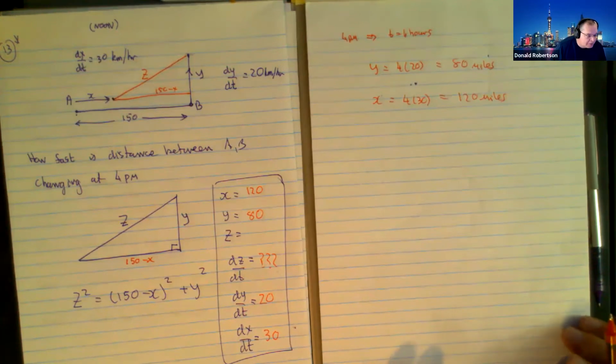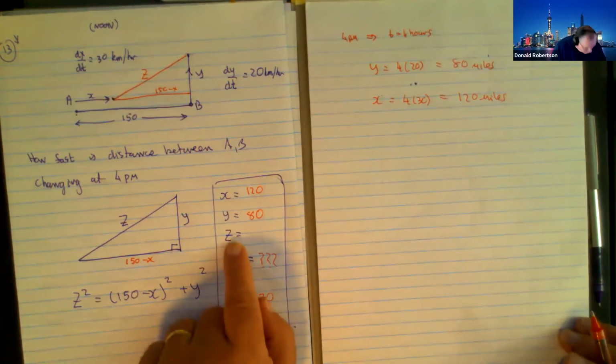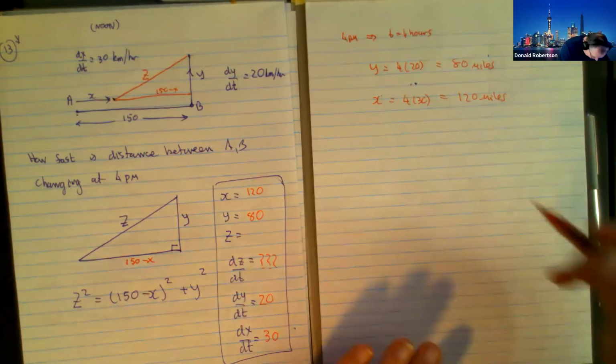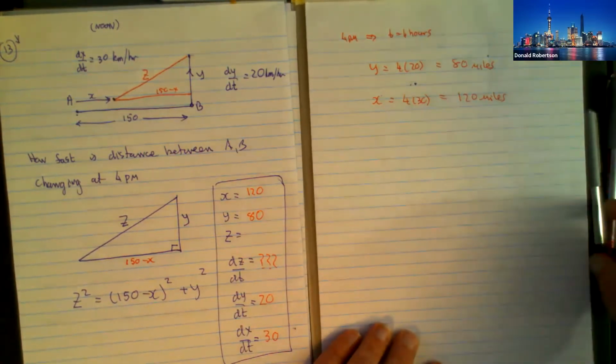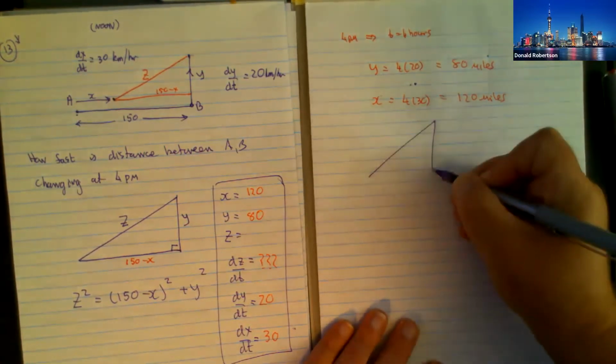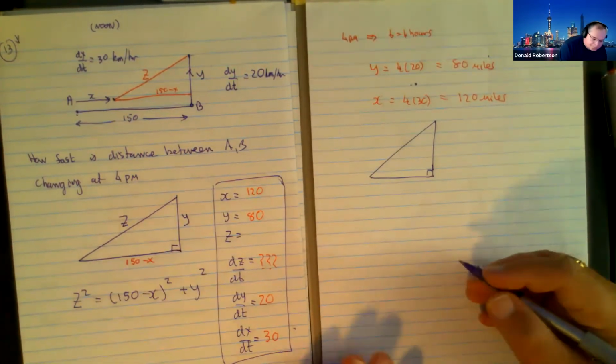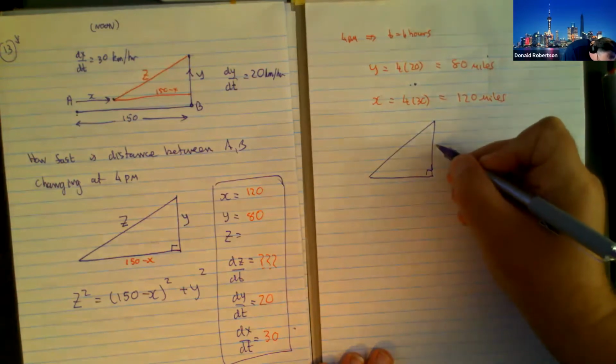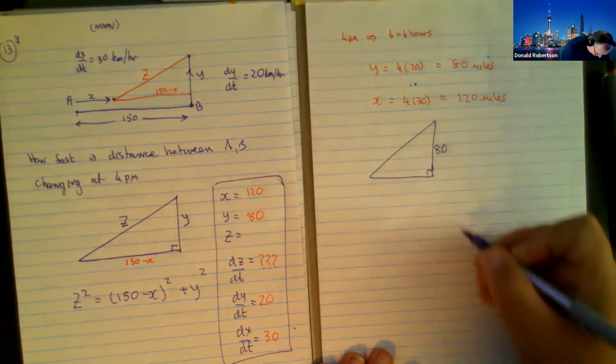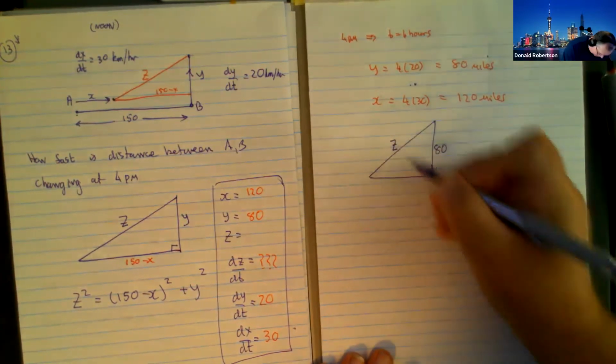So far, so good. Now, all I need to do is find out what number Z is. And you have to be a little bit careful. So I'm going to redraw a kind of snapshot version of this triangle. I know that this number here is 80. I'm trying to find that number.